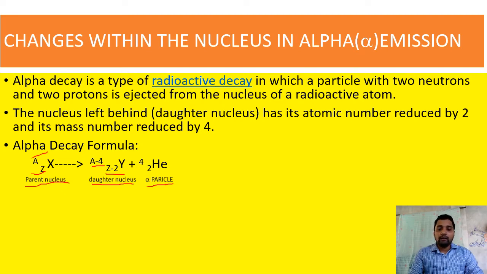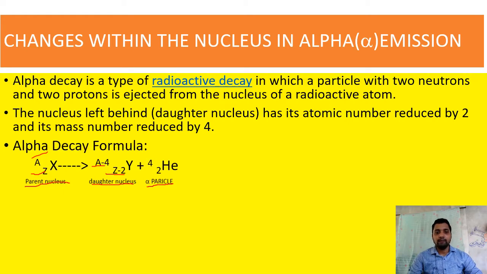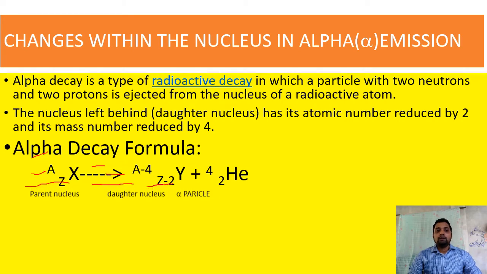This means when an alpha particle is emitted from any nucleus, its mass number decreases by 4 and atomic number reduces by 2. The alpha particle is the same as the helium atom configuration, so it has mass number 4 and atomic number 2.